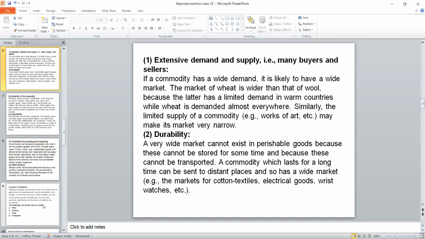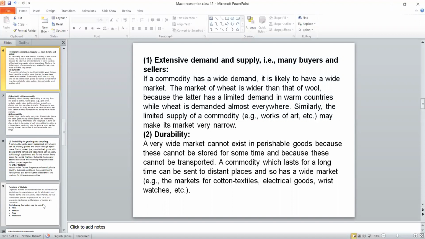Based on the demand, there should be equalization of supply. Production will be there. So the supply will also decide the size of the market. This is the very first factor that decides the size of the market. The next factor is about the durability of the product. There are certain products which cannot have a big market.